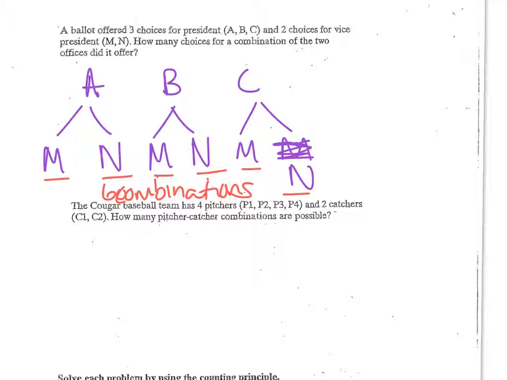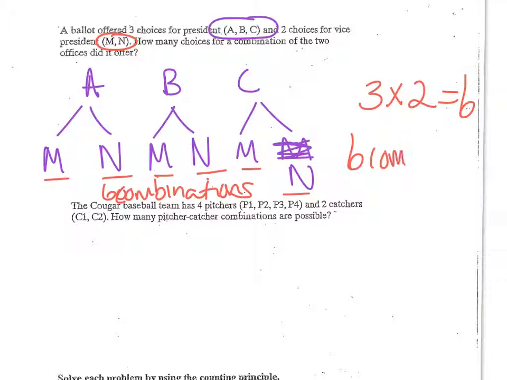Okay, well, the basic counting principle is a shortcut for that. The first option is for president, and there are 3 choices. And the second option is for vice president, and there are 2 choices. So you simply multiply 3 times 2, and that gives you 6, which means there are 6 combinations. So that's the way to do it really quickly without actually drawing the tree diagram.